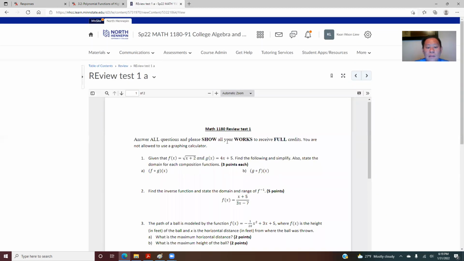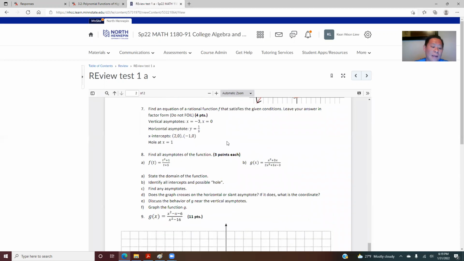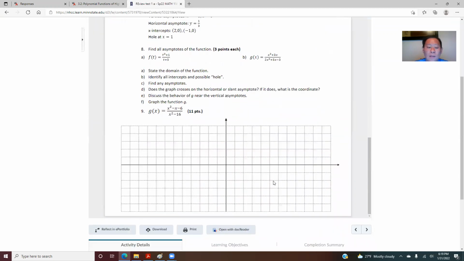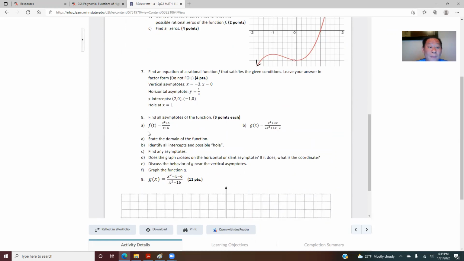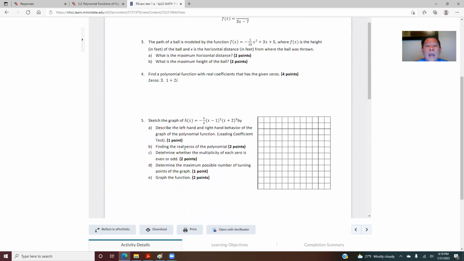So it looks something like this. So this is the review of the test, and again, if you look at it, it's 9 questions, but your test is around 9, 10, 11 questions. But you can tell the majority of them have A, B, C, D parts.